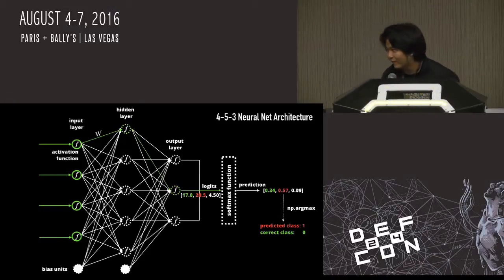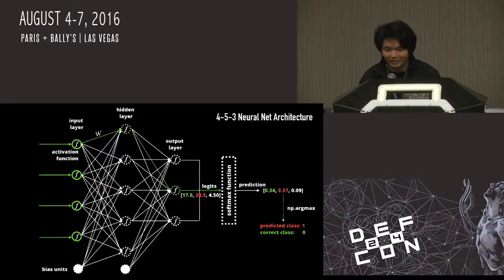So let's just spend a couple of minutes to go through the 2 steps involved in training a deep learning architecture, a deep learning infrastructure. This is a diagram that a lot of you may have seen before. It's a 4-5-3 neural net architecture. It's a very simplified version of it. So ignore all the nasty white lines between those units.